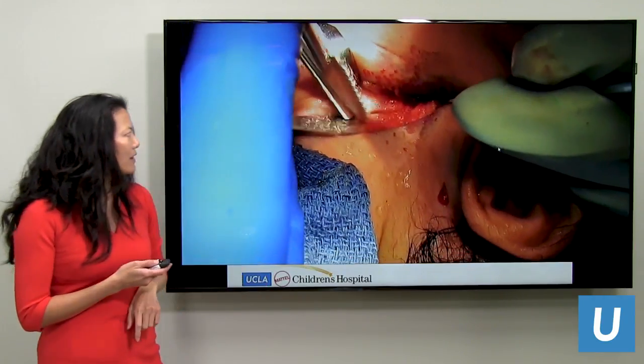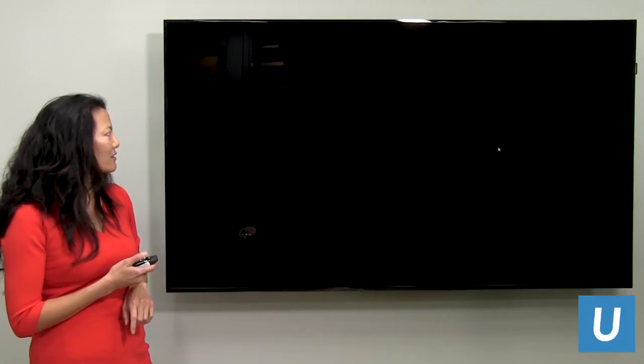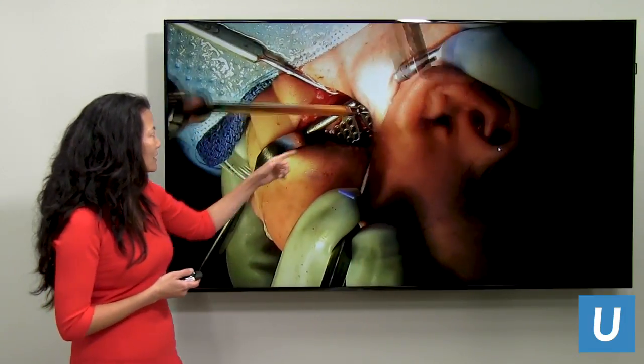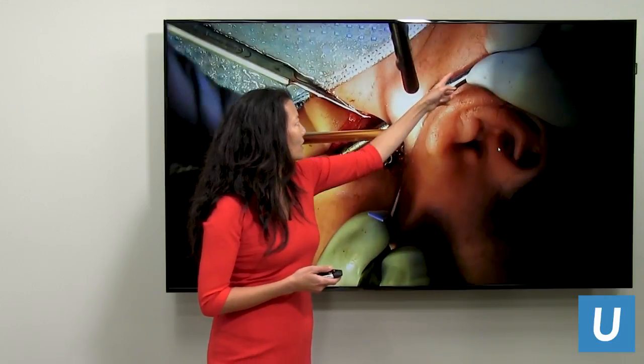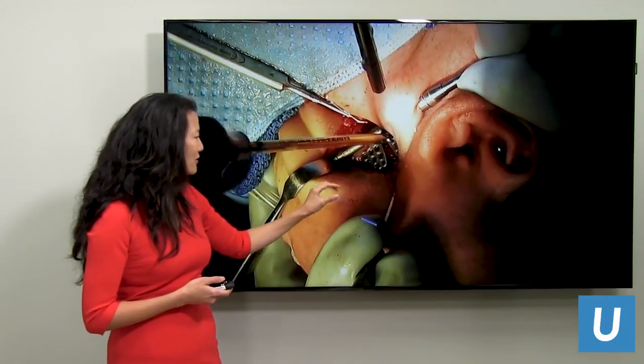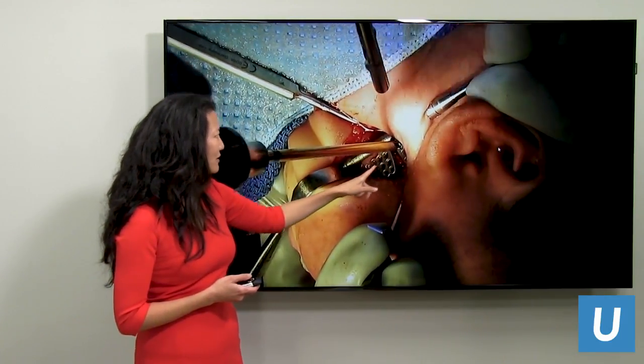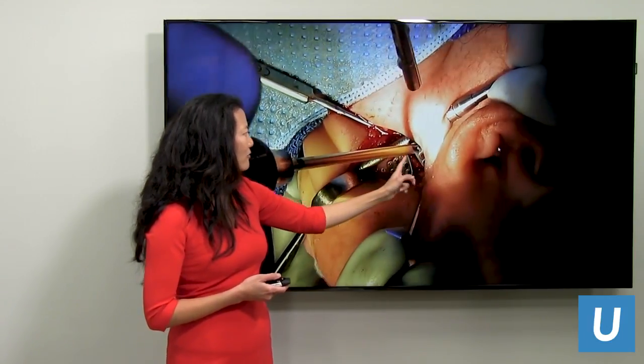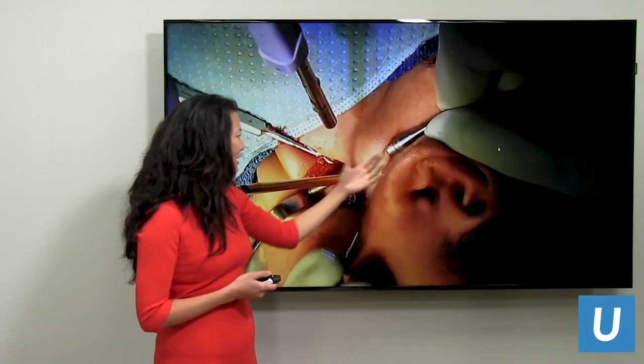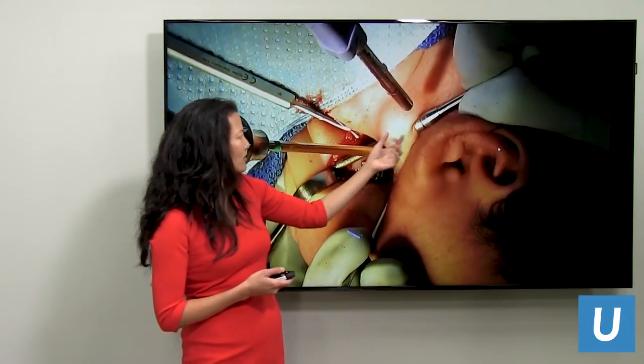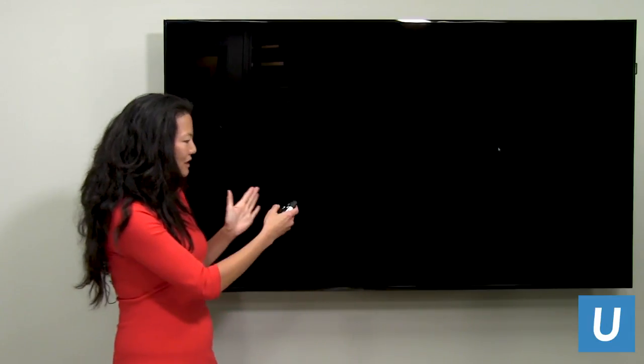Then we're going to move on and put a distractor on. This is what a distractor looks like. This is a turning arm, which actually controls the distractor. Here are the two plates of the distractor. The bone has been cut here, and we're putting a plate on either side. It's all connected together, and once we start turning this, these plates are going to separate.